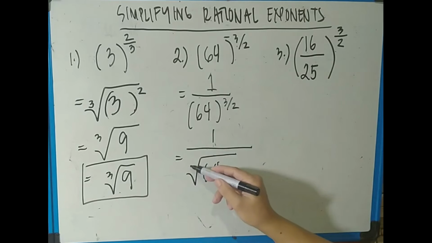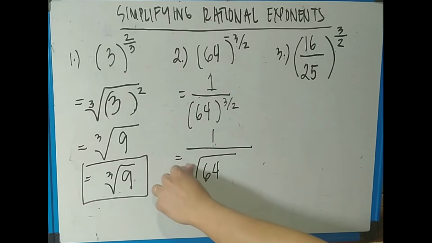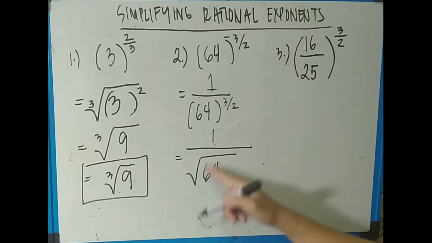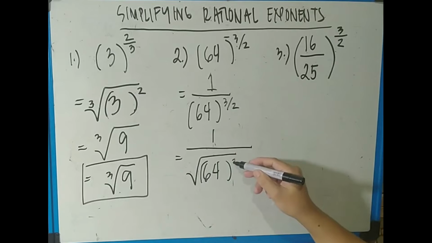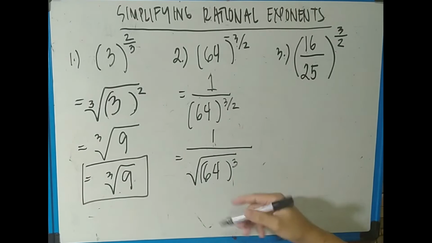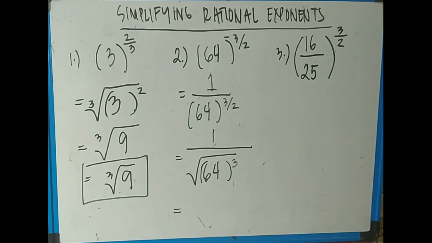So pag 2, automatic yan na square root yan. But since hindi na tayo naglalagay kapag square root yan, as is na yan. So the square root of 64, then meron tayong exponent na 3, because 3 here is your numerator. So ito na yun.